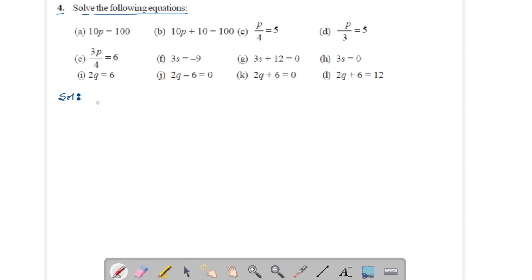Now come to J part. 2q minus 6 equal to 0. Here remove this minus 6 from the left hand side. How will you do so? By adding 6 to both sides.